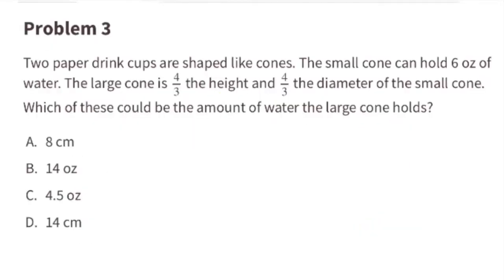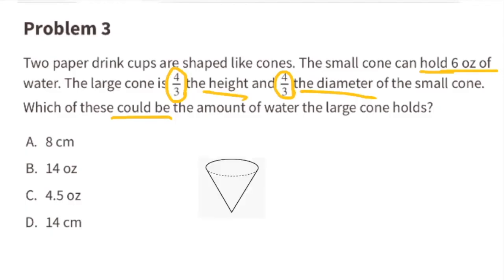Problem number 3. 2 paper drink cups are shaped like cones. The small cone can hold 6 ounces of water. The large cone is 4/3 the height and 4/3 the diameter of the small cone. Which of these could be the amount of water the large cone holds?